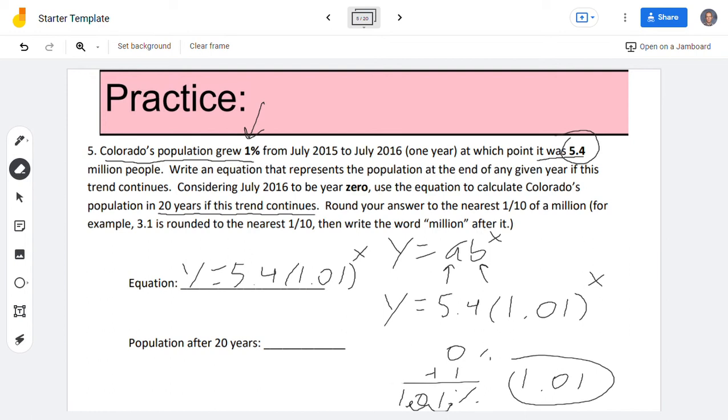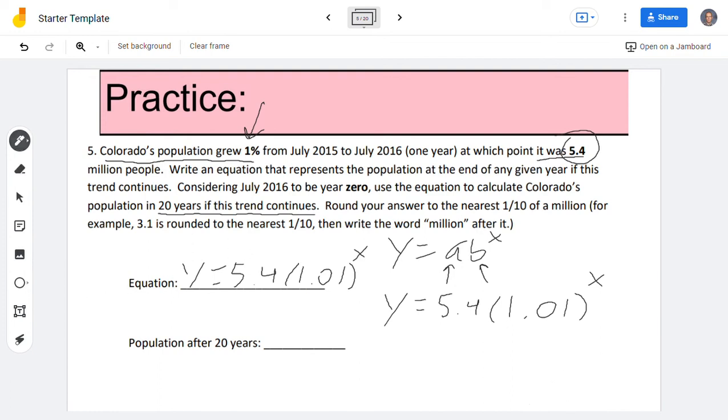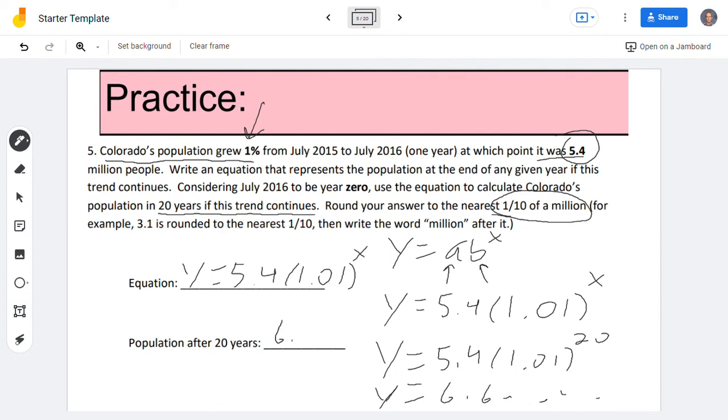All right, now that our equation is set up, we can use that to calculate what the population is going to be in 20 years. So plugging in 20 into our exponent, we get y equals 5.4 times 1.01 to the power of 20. Again, plugging that into our calculator, we're going to see that that gives us a total of 6.6 with lots of other decimals behind that. But we're asked to round to the nearest 1/10 of a million, so I'm going to leave it right there at 6.6. That would be 6.6 million people.